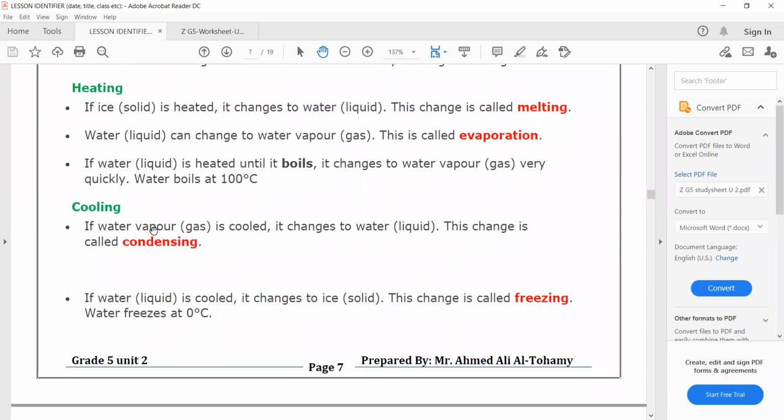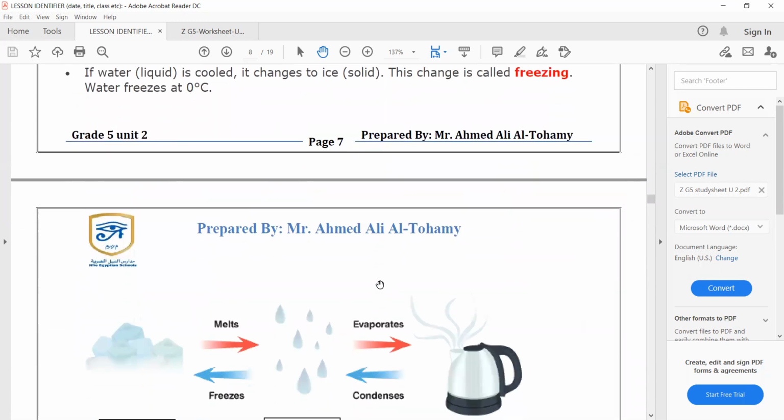Cooling, okay? I can reverse these changes, the melting and evaporation, by cooling. If the water vapor faces a cold surface, it will return back to the liquid state. And if you cool the water, it will return back to ice, the solid state of water, and this is called freezing. So condensing and freezing happen by cooling.